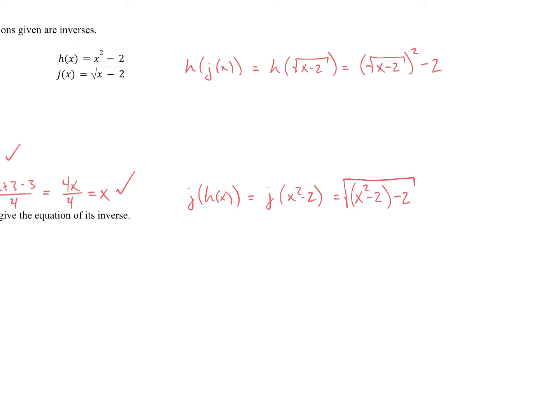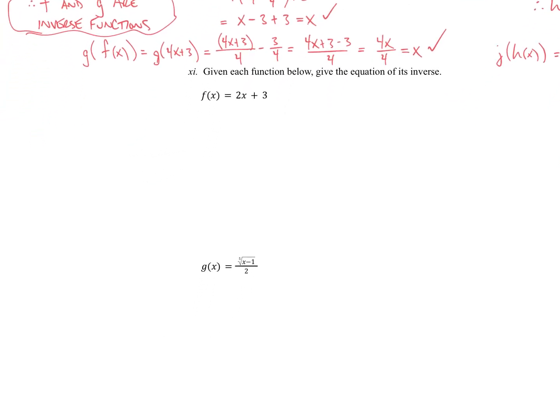So in my h of j of x function, it's going to work out sort of nice in that I can cancel the square root and the exponent there. So I'll have x minus 2, but that gives me x minus 4, which is not x. So that automatically right there means that h and j are not inverses. And I could check the same thing with j of h of x, but I'm going to end up with the square root of x squared minus 4, and I can't go any further than that anyway, so I'm sort of stuck there. Okay.